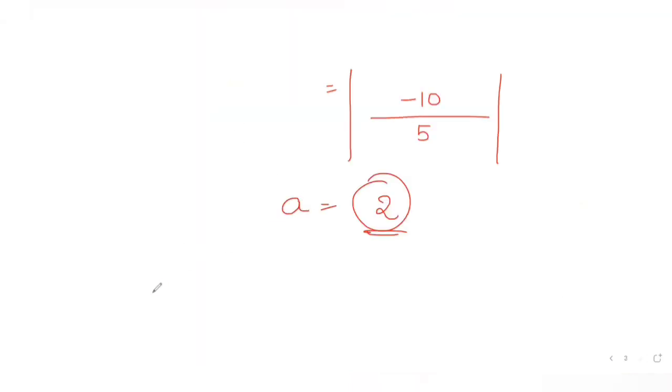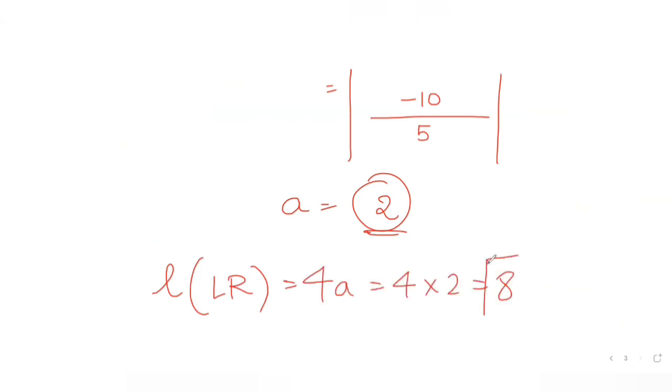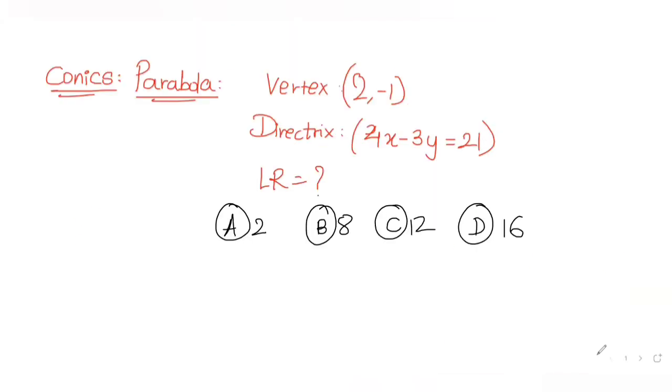Once I have the value of a, I just have to find the length of latus rectum. That comes out to be 4a, so 4 into 2, which is 8. So I get the answer to this question, and that matches with option B. So B becomes the correct answer for the question given to us here.